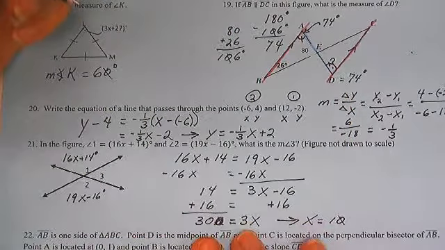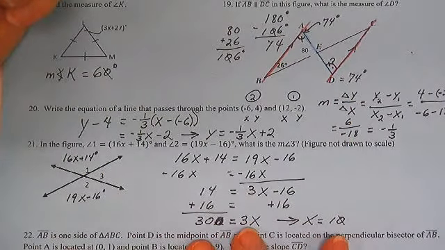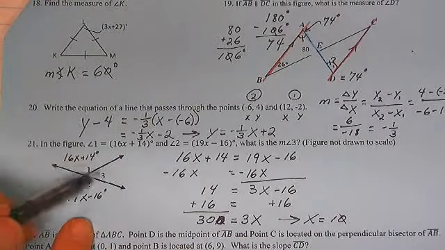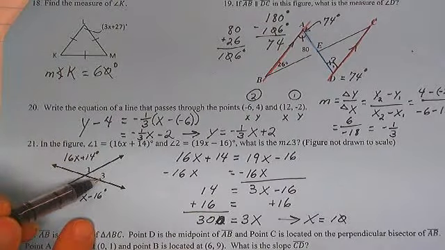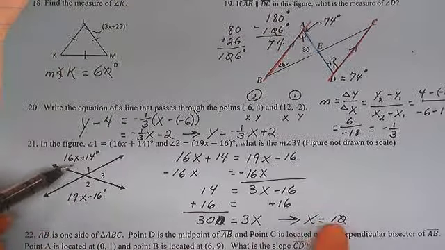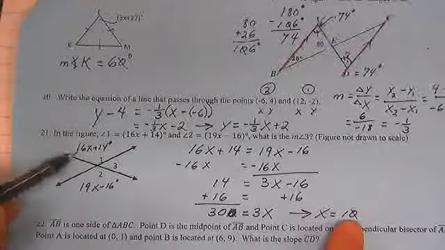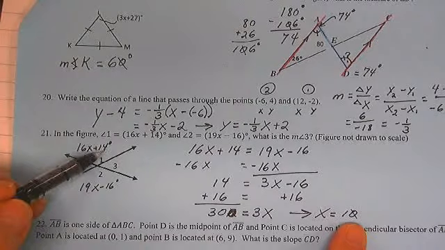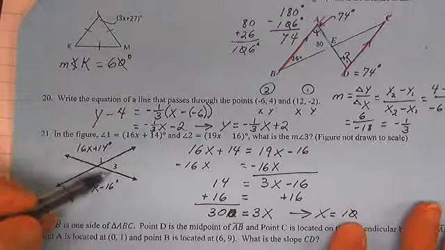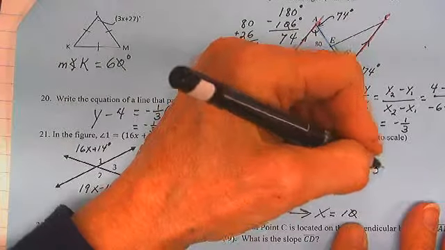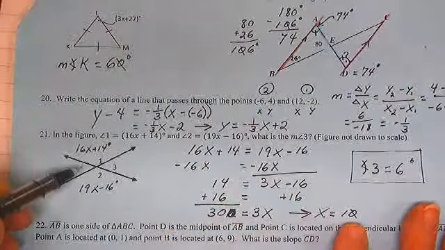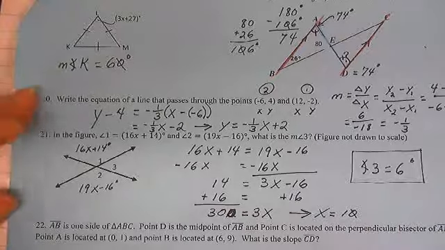Am I done? I don't think so. I have to find the measure of angle 3. Angle 1 plus angle 3 make a linear pair. 16x plus 14 degrees is 16 times 10, that's 160, plus 14. 160 plus 14 is 174. Angle 3 is equal to 6 degrees, because a linear pair are supplementary and they add to 180 degrees.